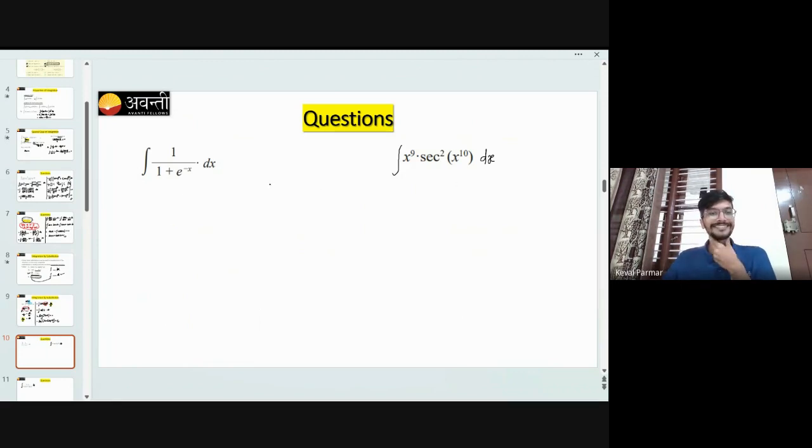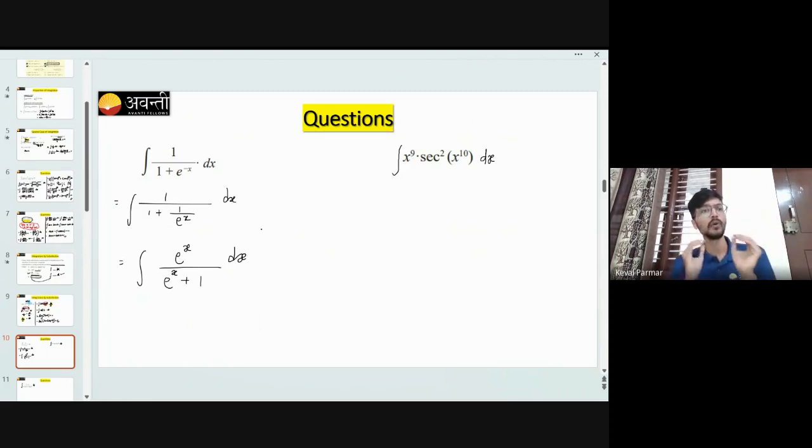There are two examples. Let's say suppose this. E raised to minus x, so I can write 1 upon 1 plus 1 upon e raised to x. Now, if I take LCM, I will get e raised to x upon e raised to x plus 1 dx. As you can see, this function is not directly integrable and also it is not composite.